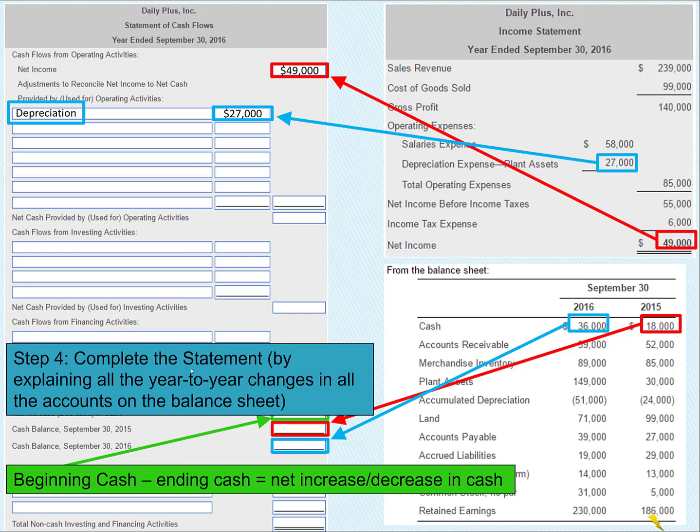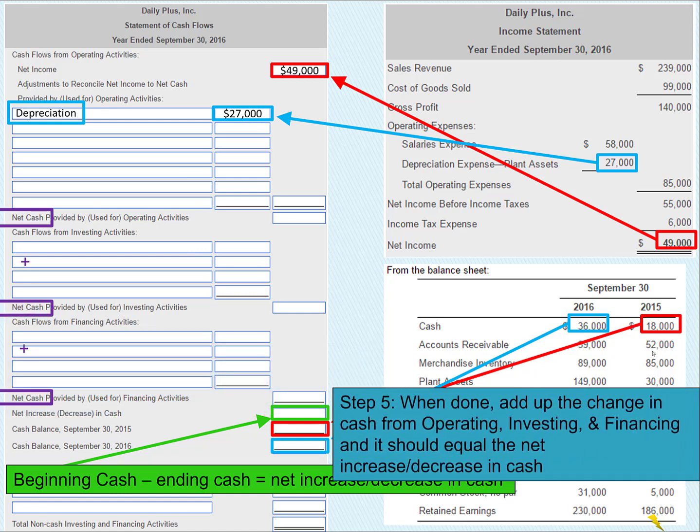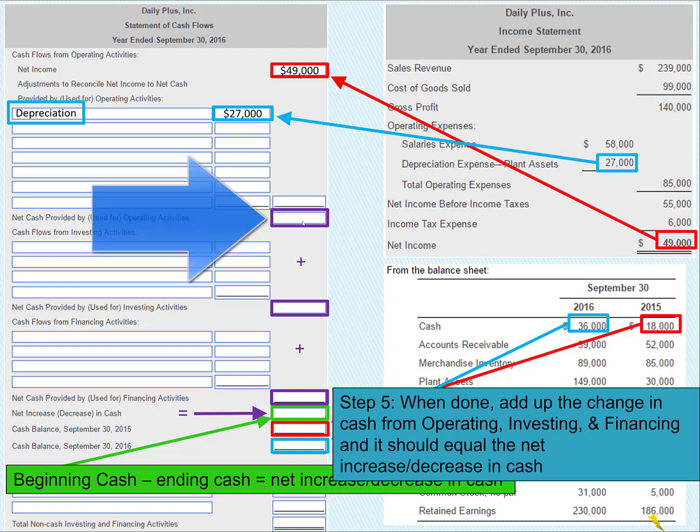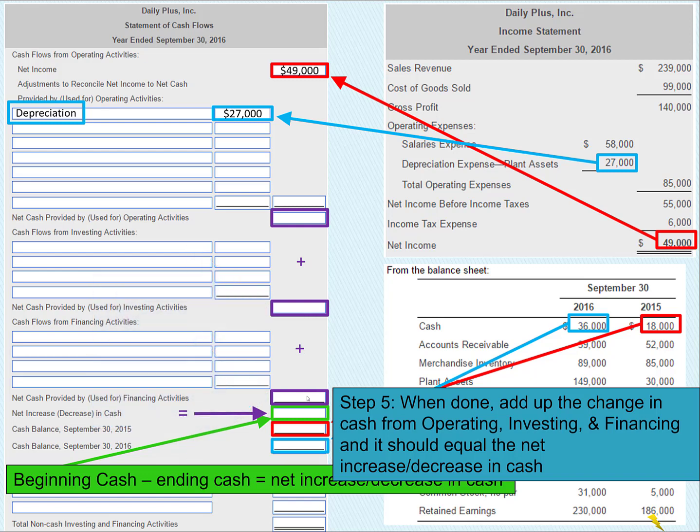So once we fill in all these three sections and the fourth section, when you're done, you need to add up the change in those top three sections. So we take the operating activity cash flow, plus or minus, because remember we could have a negative cash flow, from investing, and then plus or minus, depending on which way cash went, for financing. You add these all together, and that should equal the change in cash. This net increase or decrease in cash equals this plus this plus this: operating cash flow plus investing cash flow plus financing cash flow. And then you're done.